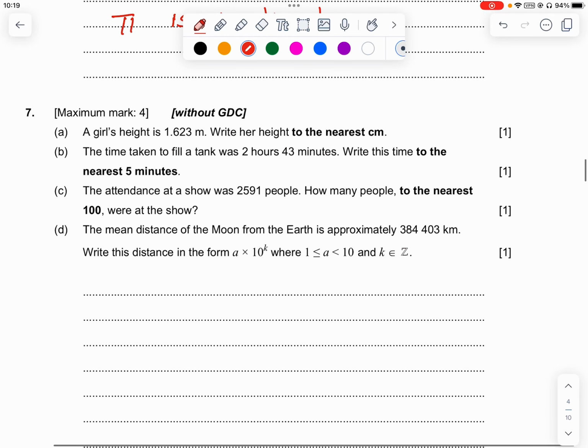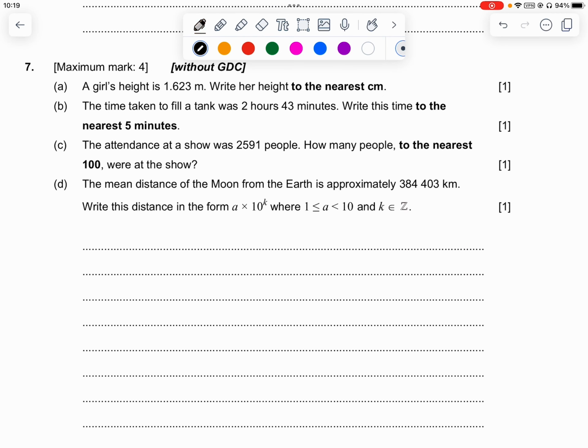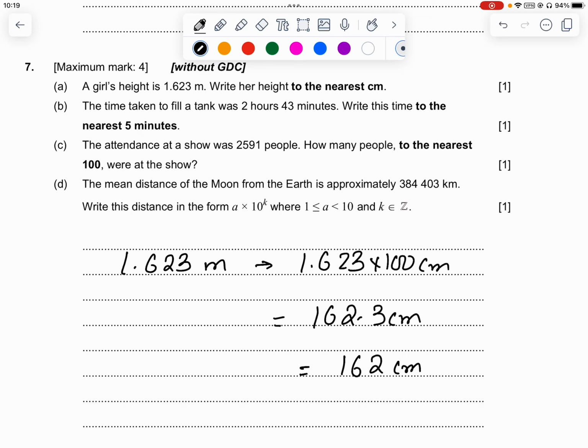Next, question number 7. A girl's height is 1.623 meters. Write her height to the nearest centimeter. So 1.623 meters, and 1 meter is 100 centimeters, so multiply by 100. So it becomes 162.3 centimeters. So to the nearest centimeter it will be 162 centimeters.